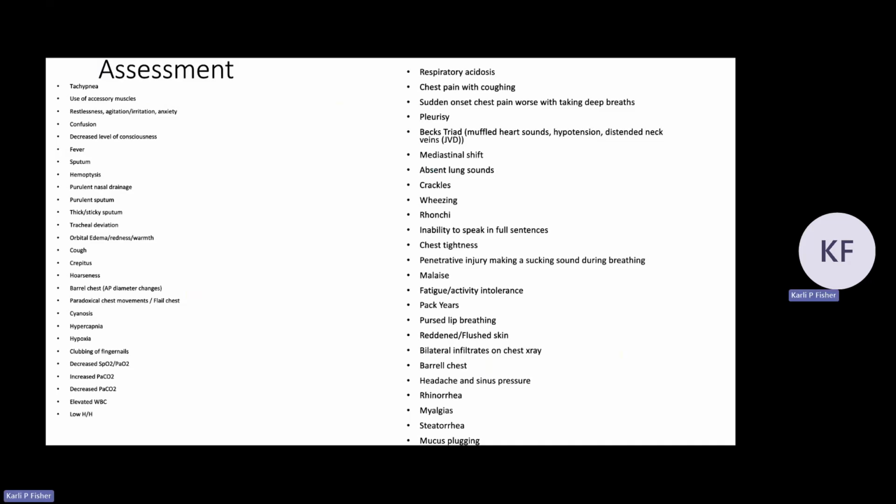So pack years is done with packs per day times the years smoked. So if your patient smokes 2 packs a day and they've been a smoker for 20 years, they have pack years of 40, right? So it's the packs per day times the years smoked. So if they smoke 1 pack a day for 10 years, their pack years are 10 years.